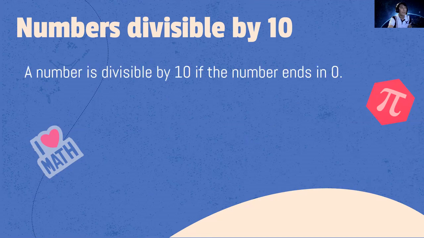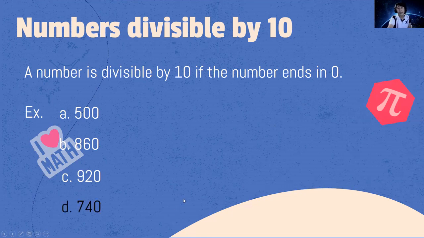Numbers divisible by 10. A number is divisible by 10 if the number ends in 0. As simple as that. If the number ends in 0. Example, 500 ends in 0, divisible by 10. 860 ends in 0, divisible by 10. 920 ends in 0, divisible by 10. 740 ends in 0, divisible by 10.